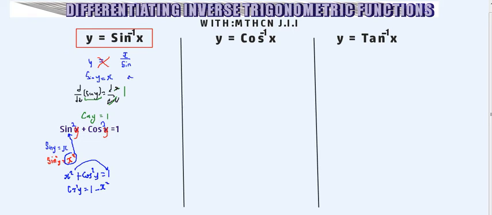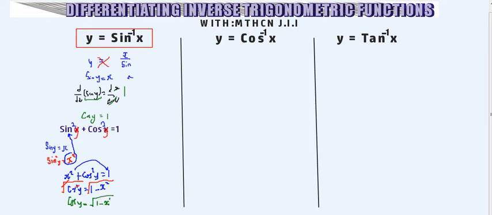So having this now, we have to apply square root to both sides. Now applying square root to both sides to remove the square on the cos, the square and the square root cancel out. So what we have now is cos y is now equal to the square root of 1 minus x squared.